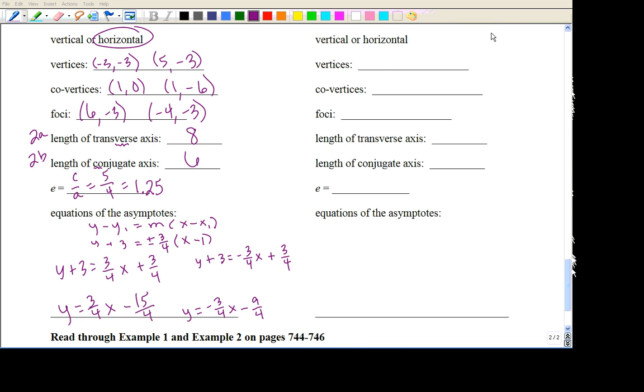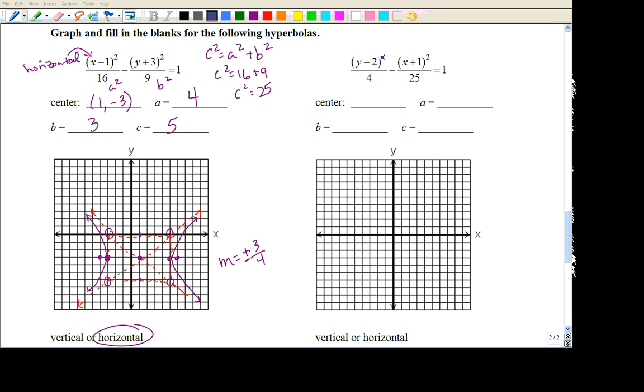Let's look at one more. So you have y minus 2 squared over 4 minus x plus 1 squared over 25 equals 1. Okay, so this time the y was first, so that tells us that this is vertical.